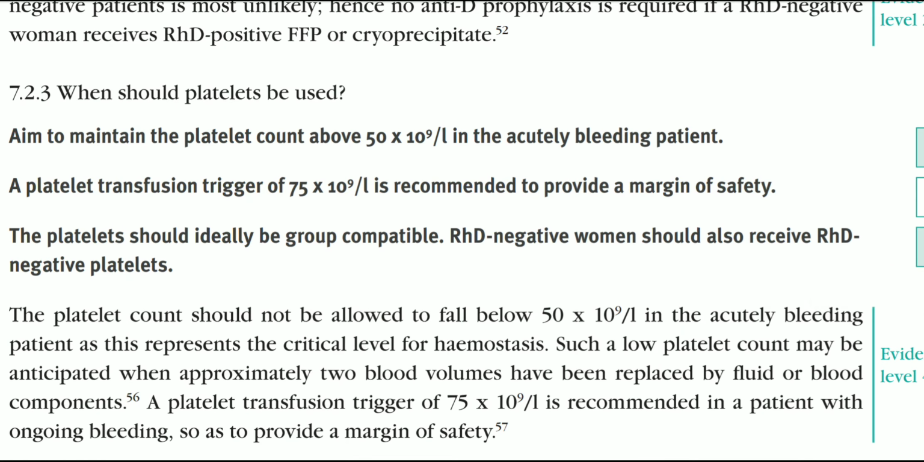When should platelets be used? Okay, aim to maintain the platelet count above 50 x 10^9 per liter in acutely bleeding patients. That is very important. And a platelet transfusion trigger of 75 x 10^9 per liter is recommended to provide a margin of safety. So the aim should be to keep it more than 50, and the patient should ideally receive group compatible platelets. For FFP and cryoprecipitate, as we have studied, it's not necessary to be group compatible, but platelets should be group compatible.